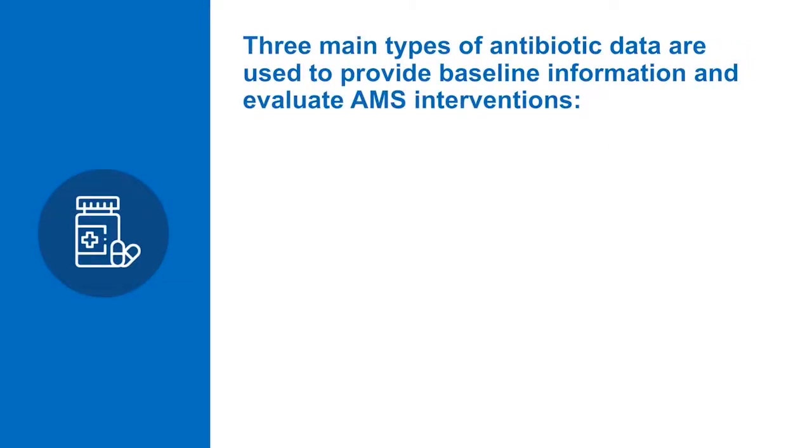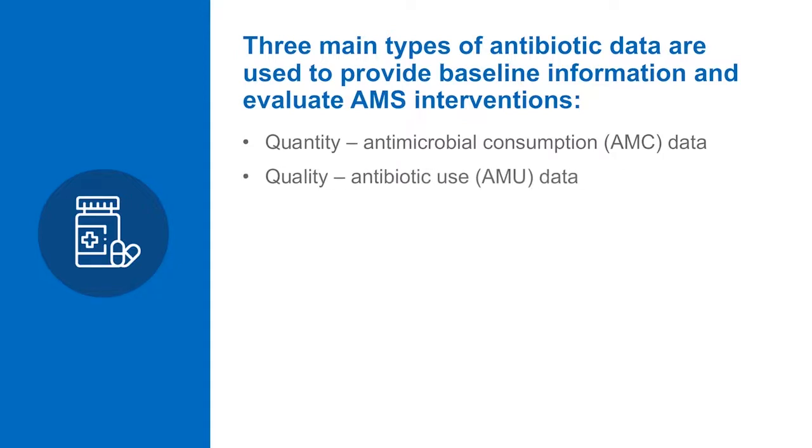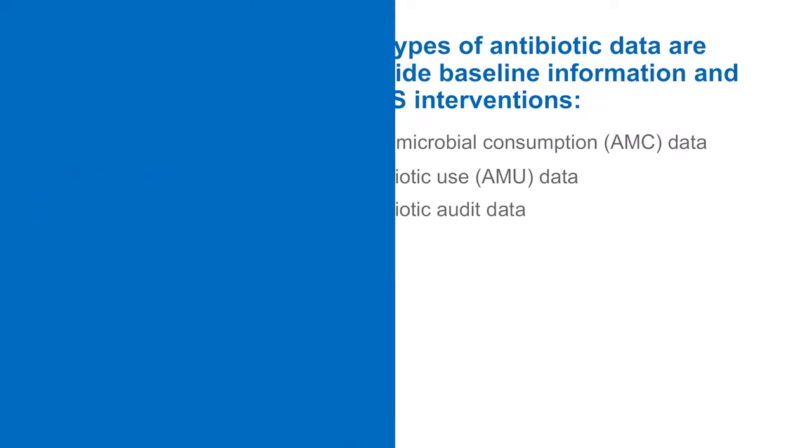There are three main types of antibiotic data, which are used to provide baseline information and evaluate AMS interventions and programs. They are: 1. Quantity of antibiotics used, through collecting antimicrobial consumption AMC data. 2. Quality of antibiotics used, through collecting antibiotic use AMU data. 3. Quality of antibiotics used, through collecting antibiotic audit data.